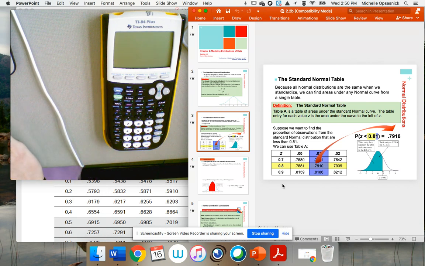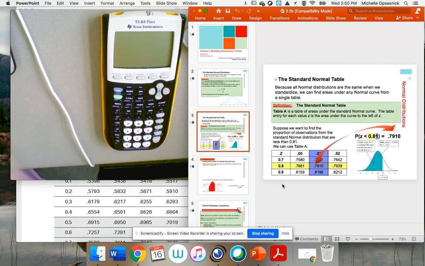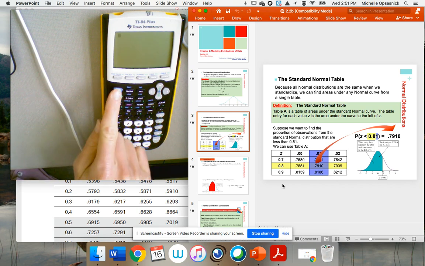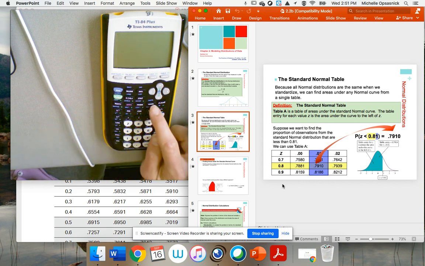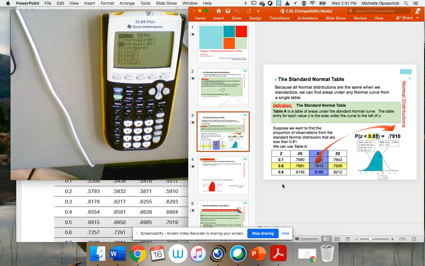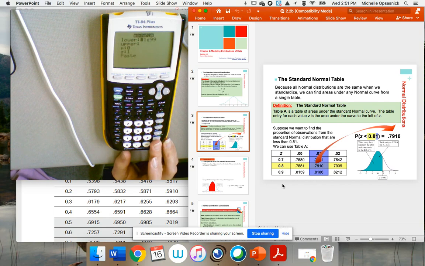All right, so with your calculator, if you know your Z-score and you want to find the area under the curve, you have an option under your distribution menu to do that. So this is the equivalent of using Table A. If you hit the second key and then the variables button, this is your distribution menu. The normal CDF option gives you the area under the normal curve when you know your Z-score. So I'm going to select normal CDF.